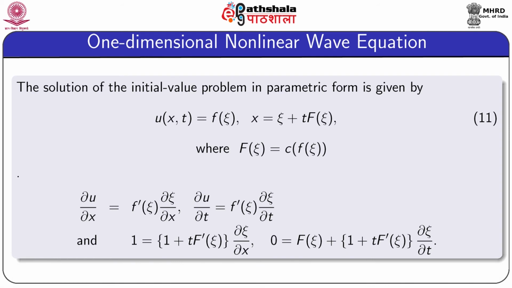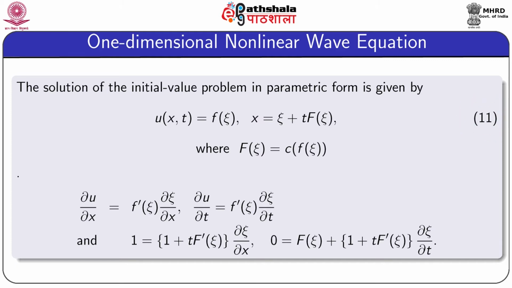Therefore, the solution of the initial value problem in parametric form can be represented as u is equal to f(xi) and x equals xi plus t F(xi), where capital F is equal to c of small f. So, this is our required solution which is written in equation number 11.